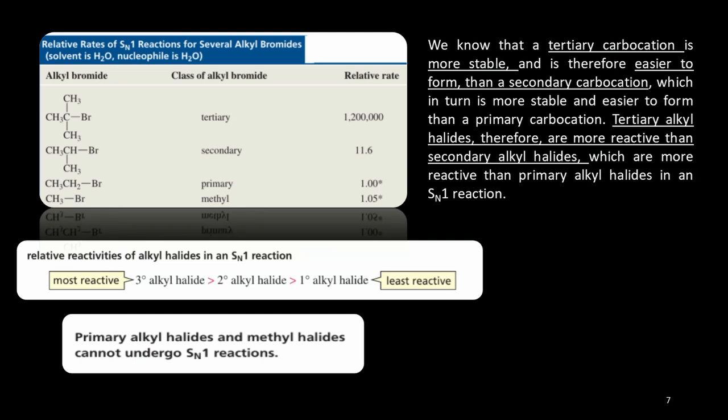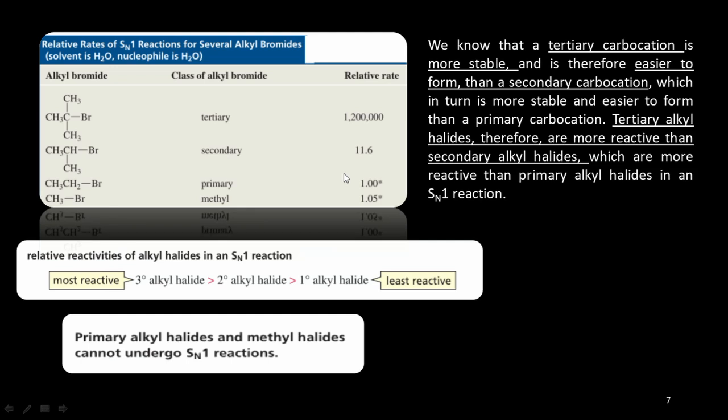Comparing the relative rates, you can see how large they are, we cannot even imagine. The rate of the same SN1 reaction with the primary, that is methyl bromide, is considered as 1, and ethyl bromide is again 1, but for the secondary the rate has increased relatively, to 11.6. But with the tertiary, it is nearly 1.2 million times more.